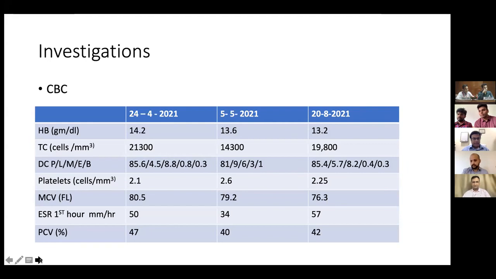Yes. So at this point, you are expecting an infected pancreatic collection. This is what you want to say. Is that right? Yes, sir. During the first admission, the leukocytosis I would attribute to SIRS. Yes, sir. Okay.